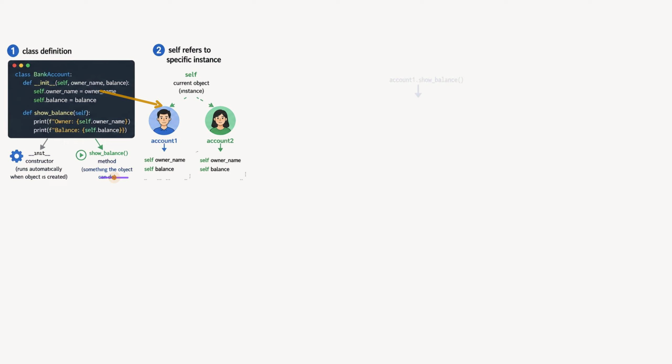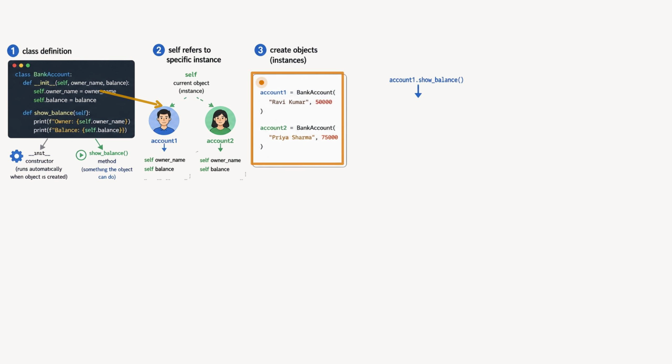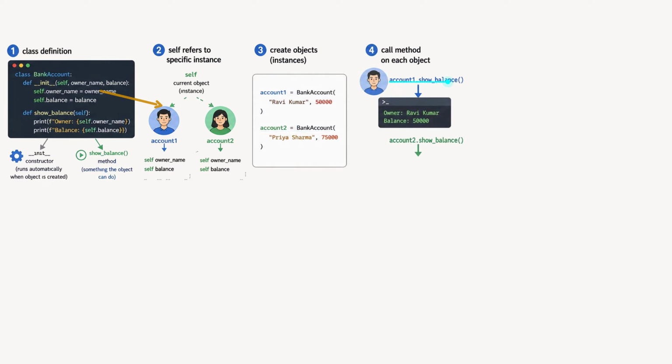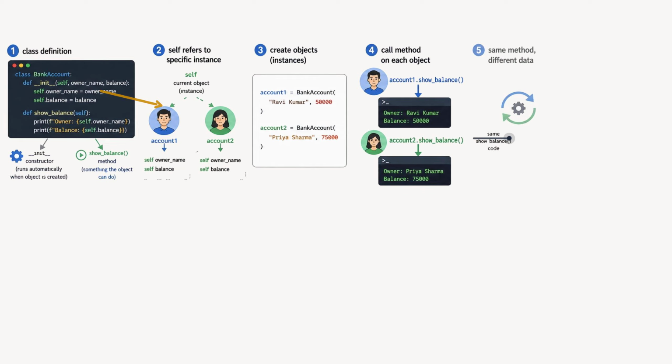Let's put this blueprint to work. We create two separate objects here. We have account1 for Ravi and account2 for Priya. Now watch what happens when we use our method. If we execute account1.showBalance, the system knows to look at Ravi's object and it outputs Ravi's specific details. But if we execute account2.showBalance, it looks at Priya's object and outputs her unique details. They are using the exact same method code. But because of that self keyword, they access entirely different data.